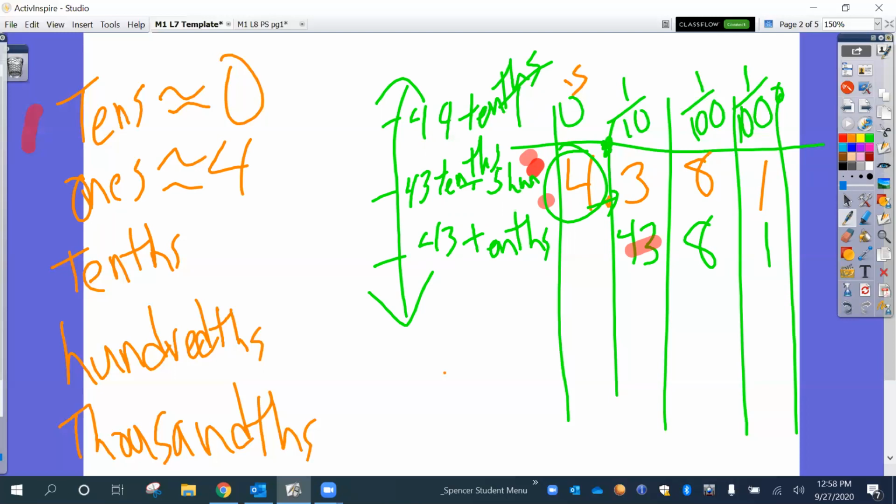So let's think about this. 43 tenths and 5 hundredths is the midpoint. Well, we have 43 tenths and 8 hundredths, so that means that's going to be above the midpoint, which means we are going to be rounding up, which will give us 49 tenths or 4.9 because we regroup back the other way, right? Oh man, look at that. I messed up. It should be 4.4, 4 and 4 tenths.